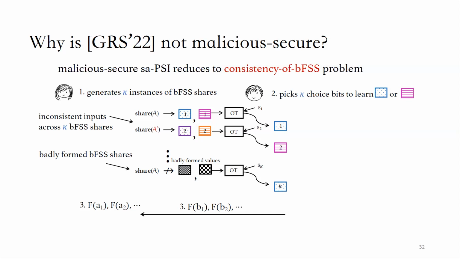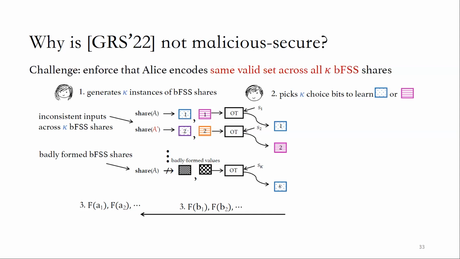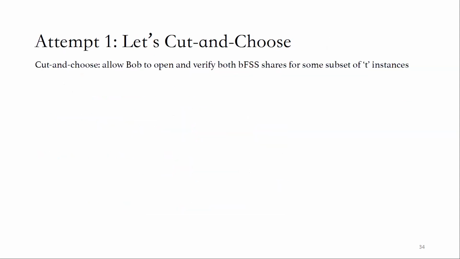Okay. So essentially, to realize this PSI protocol in a malicious setting, we've reduced the problem to this consistency of bFSS shares problem. So somehow we need to enforce that Alice encodes the same input across all these shares, and Bob wants to have a guarantee of this. So let's fix this. How can Bob detect this kind of misbehavior? Well, we'll use a cut and choose style check.